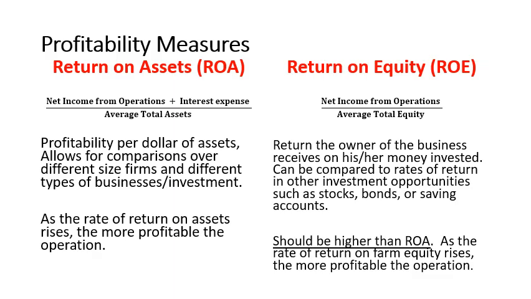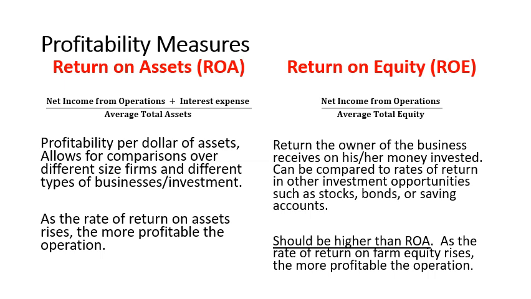So just remember that income statements are all about looking at profitability. And there's two key measures that you can get from income statements: the return on your assets and the return on your equity. Return on assets measures the profitability that you're generating per dollar of assets that you have. And it allows for comparison over different sized firms and different types of businesses. As the rate of the return on your assets rises, the more profitable your operation is.